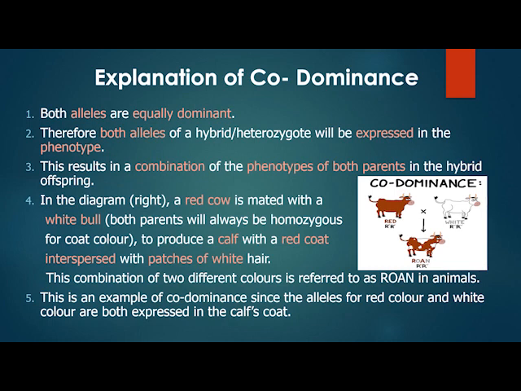Remember, both parents will always be homozygous for coat color. This combination of the two different colors is referred to as roan in animals. Why is this an example of codominance? Because the alleles for red color and white color are both expressed in the calf's coat.